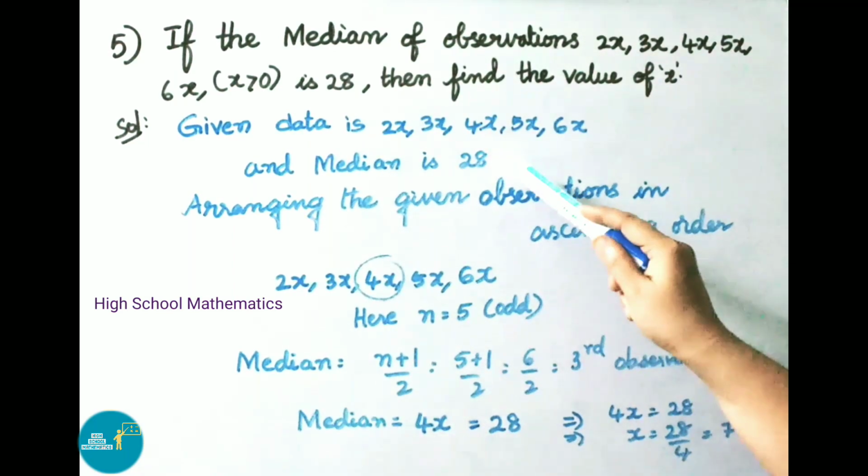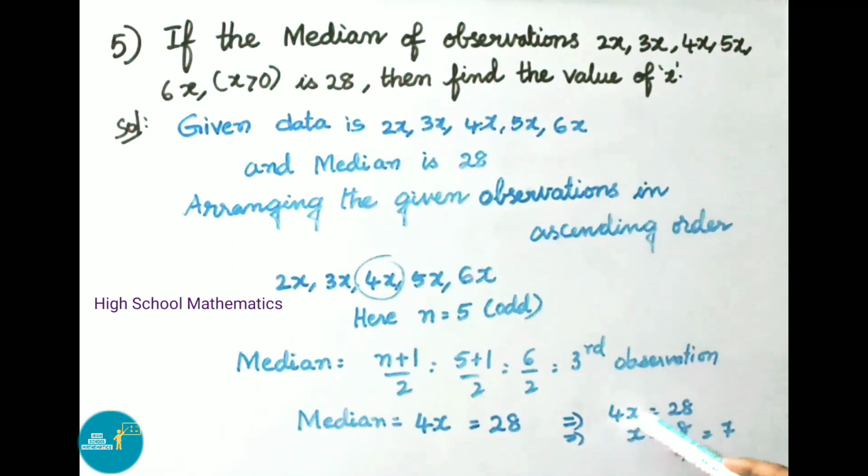That equals to, they have given median as 28. That implies 4x is equal to 28. Here 4 is going to multiply. On transposing it becomes divided by. So that implies x is equal to 28 by 4. 4 table 28 is 7 times. Therefore x value is equal to 7.